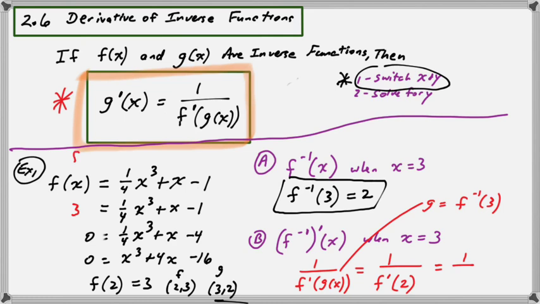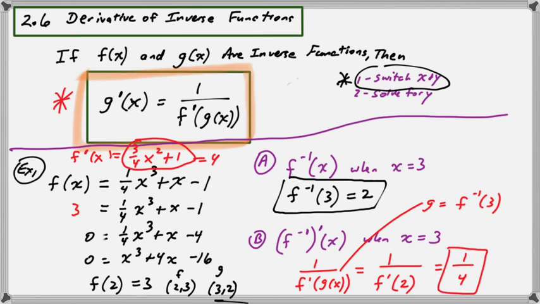Well, first we need to find f prime of x. 3 times 1/4 is 3/4 x squared. The derivative of x is 1, and of the constant is 0. And if you put in a 2, 2 squared is 4, so that gives you 3 plus 1, I think, would equal 4. So hopefully this answer is 1/4.